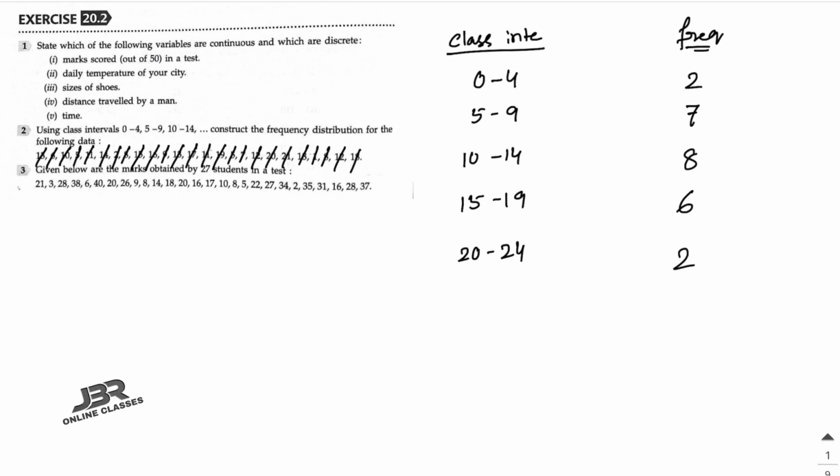Now the next one, sum number 3. Given below are the marks obtained by 27 students in a test. Here the first one, using the class interval 1 to 10, 11 to 20, etc., construct a frequency table. So first you write down the classes, or you can write down class interval and frequency. So here 1 to 10, then 11 to 20, then 21 to 30, and then 31 to 40.